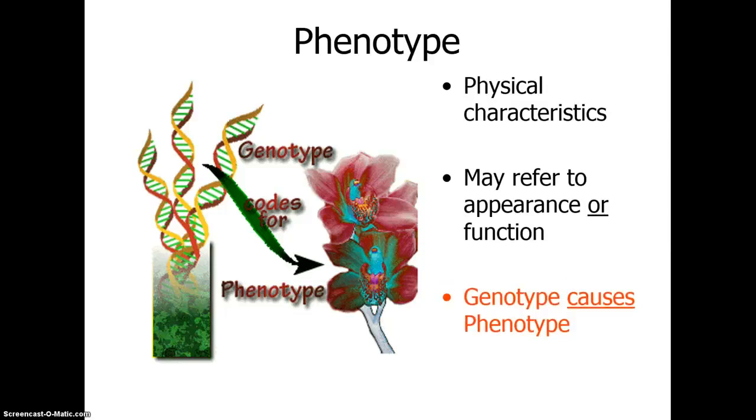Okay, so how does genotype relate to phenotype? Well, genotype is causing the phenotype. The genotype is the gene that is coding for red flowers, or for purple flowers, or for brown hair, or for green eyes. Okay, the physical characteristics like those green eyes or the brown hair, those are phenotypes.